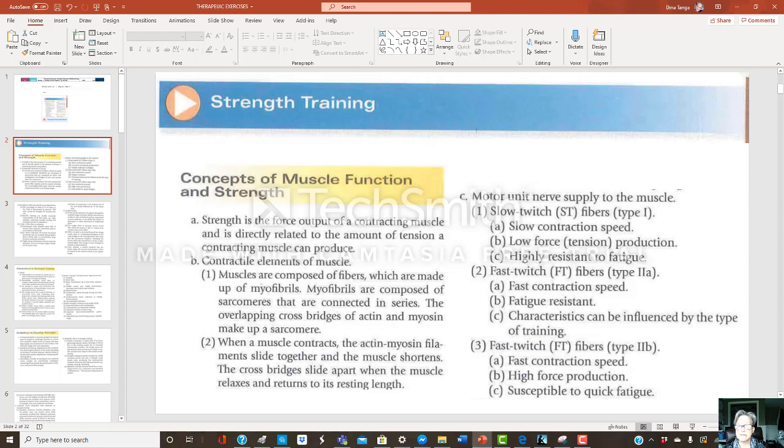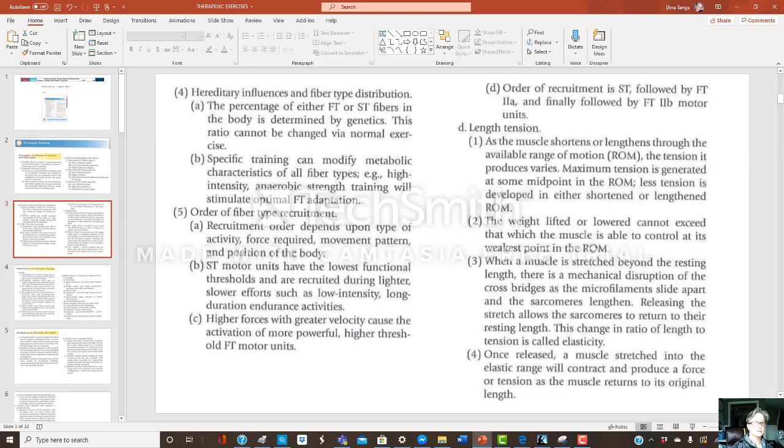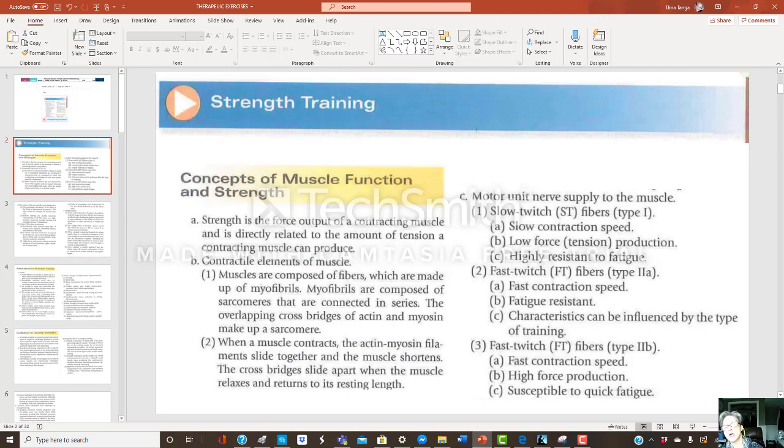Motor unit nerve supply to the muscle. 3 different types of fibers, pretty sure. Slow twitch fibers, type 1, are slow contraction speed, low force tension production, highly resistant to fatigue. So slow twitch, slow contraction speed, highly resistant to fatigue.